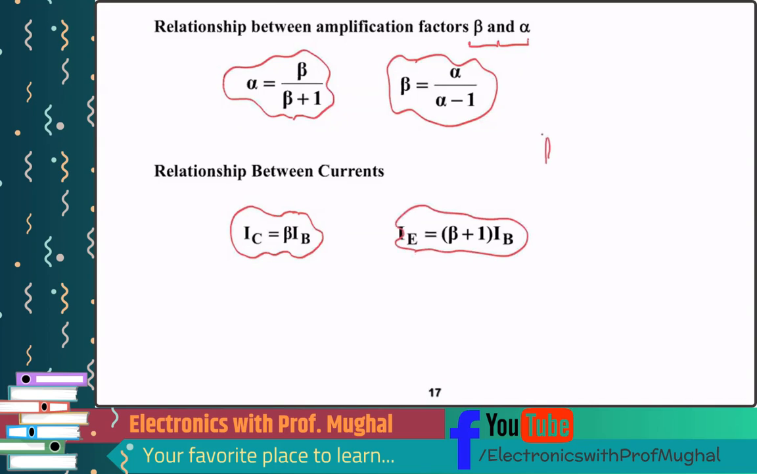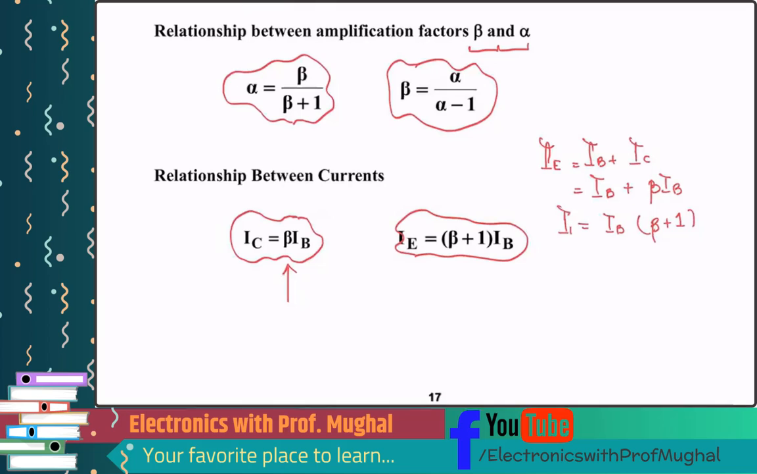Well, we know that IE equals IB plus IC, correct? IB, I just write it down as it is. IC is beta times IB, so I get beta times IB. And then here, if I take IB common, then I get beta plus 1, right? And that is IE, right? And if you look at this equation right here, it is actually similar to this. So that's how they get here.